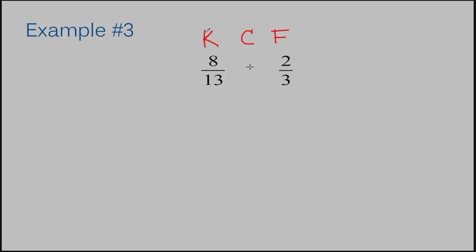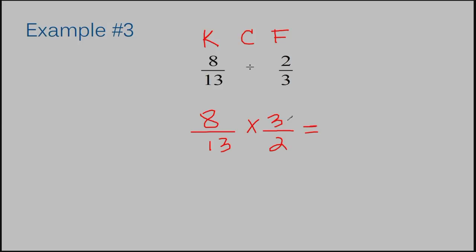I'm going to keep my first number the same. So my 8/13 just gets rewritten. I'm going to change my division sign to a multiplication sign, and I'm going to flip my last fraction to its reciprocal. A reciprocal means you switch the position of the numerator and the denominator. The numerator becomes your denominator, and your denominator becomes your numerator. Now you solve like a regular multiplication problem.